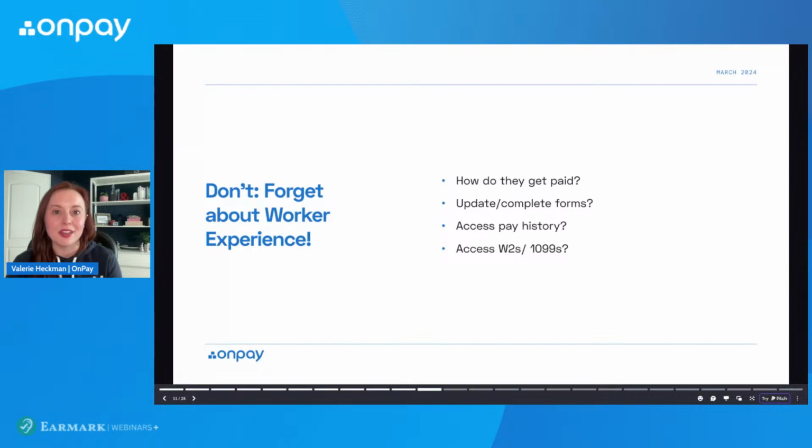So definitely look into, hey, if we're switching solutions, how are the employees going to be paid? How do they look at their paychecks? What are they experiencing when it comes to looking at their paycheck history? I didn't put it on here, but things like requesting time off, if there's a time tracking element to what you're doing, and being able to access W-2s and 1099s at the end of the year, you want to be mindful of what that experience is going to be like for the worker.